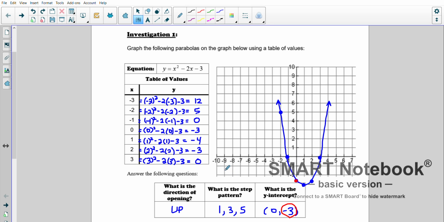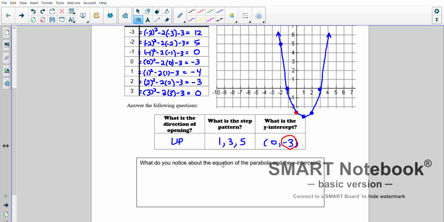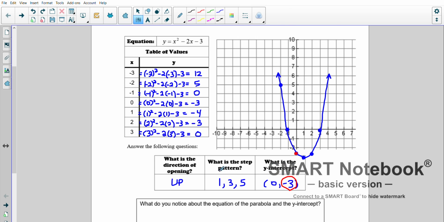So the question being asked is, what do you notice about the equation of the parabola and the y-intercept, which is -3? And if you look closely, we see the y-intercept is -3, and this value also kind of shows up in the equation of the parabola. So is this a coincidence, or is this something that we can count on going forward? And it's not a coincidence, this will always be the case.